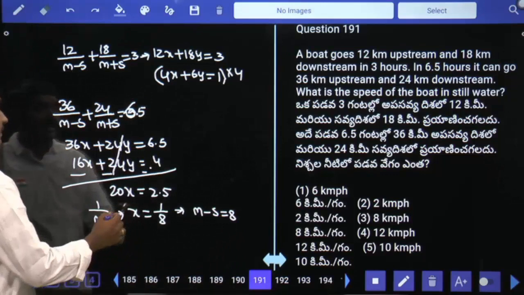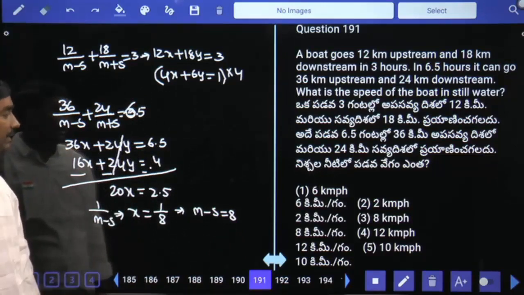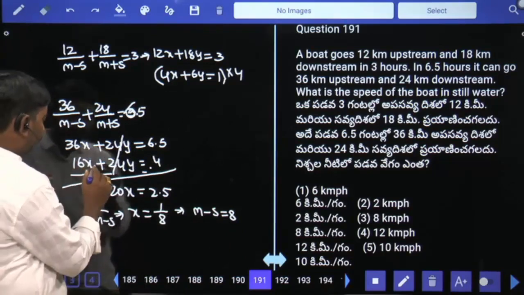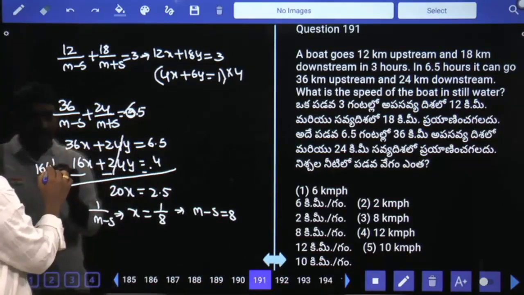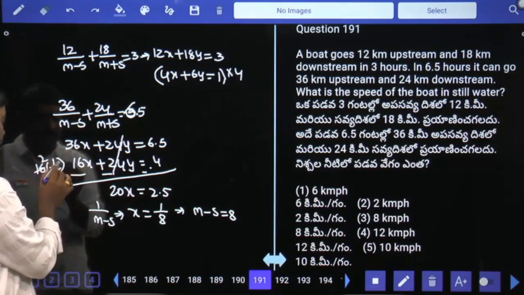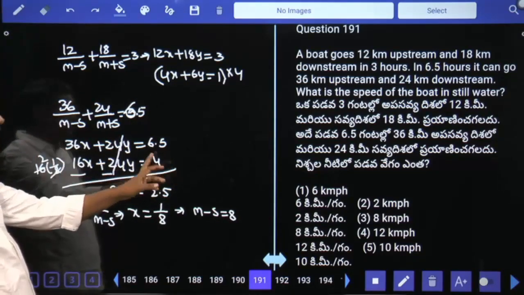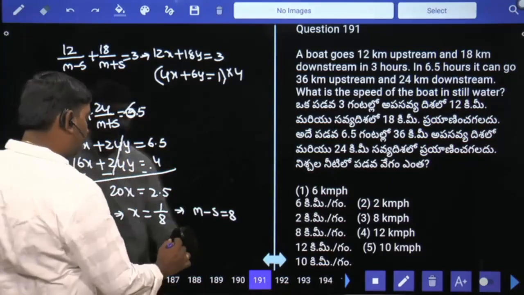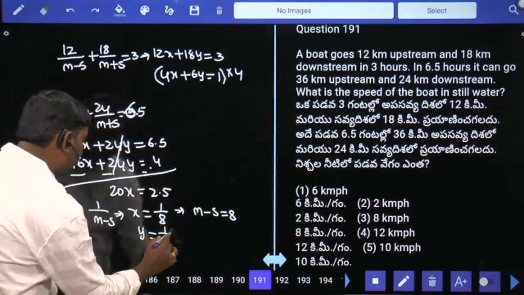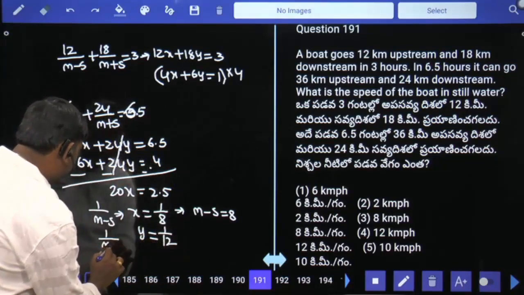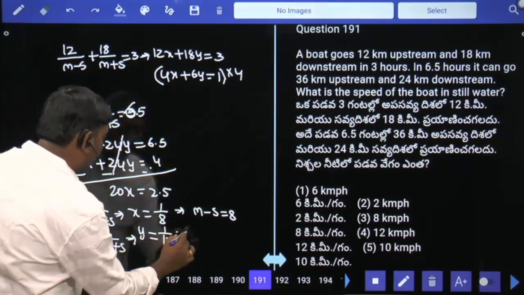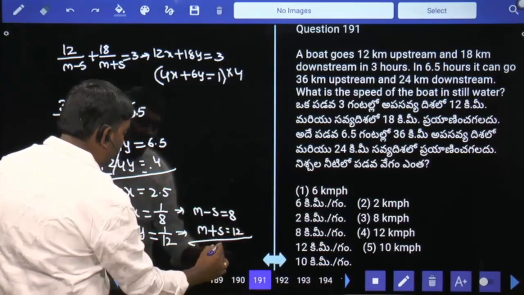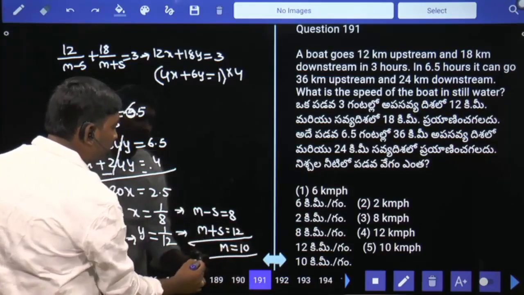In place of x, just substitute 1 by 8. 16 into 1 by 8 is nothing but 2. 4 minus 2 means 2, so 24y is equal to 2. Y is equal to 2 by 24, which means 1 by 12. 1 by m plus s is equal to 1 by 12, so m plus s is equal to 12. M is equal to 10 kmph.